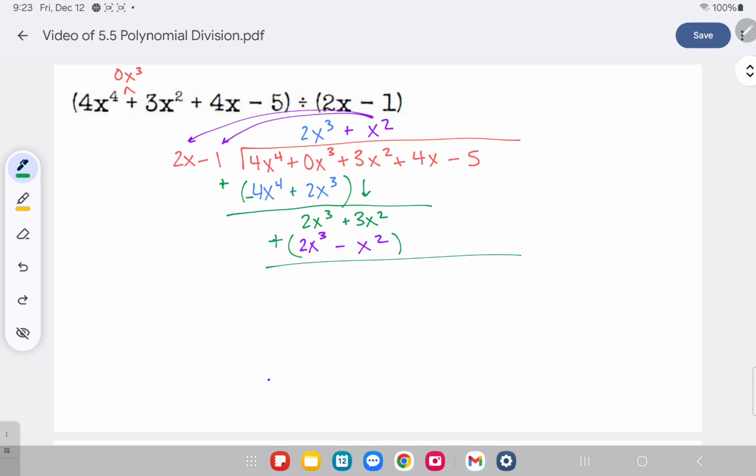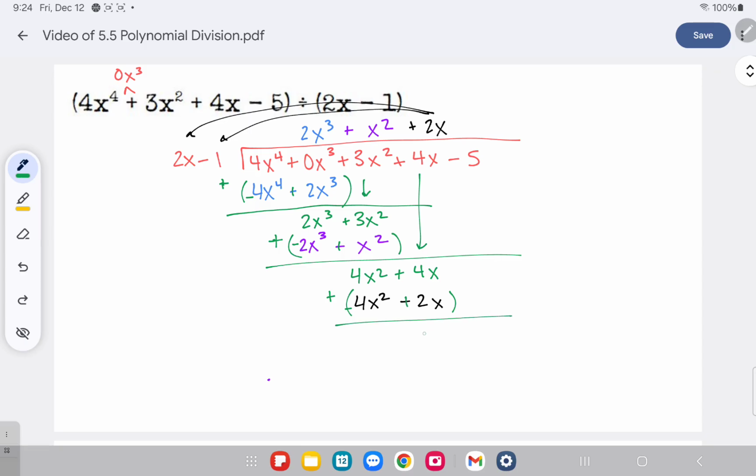And again, I recommend changing that to addition and changing all of our signs. So now we have 4x squared. Bring down the 4x. Same steps. New term. We're going to ask ourselves, what can we multiply by 2x to get 4x squared? And the answer is 2x. We're going to multiply that 2x by the divisor. And we get 4x squared minus 2x. Time to subtract again. We're going to change that to an add a -4x squared and a positive 2x. And that is 6x. Bring down the -5.